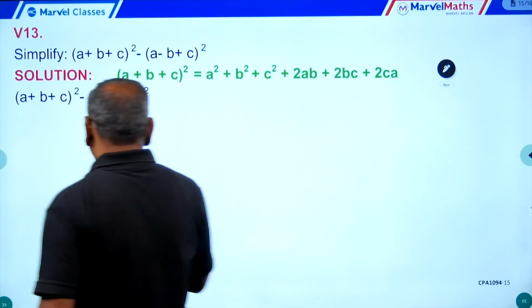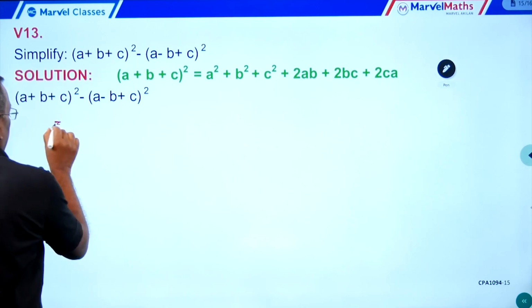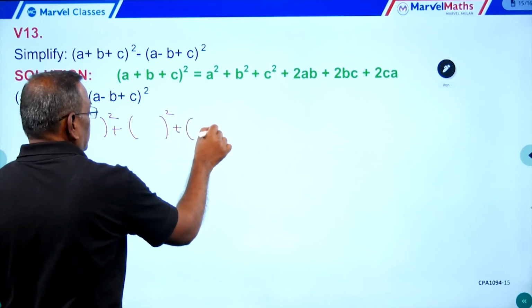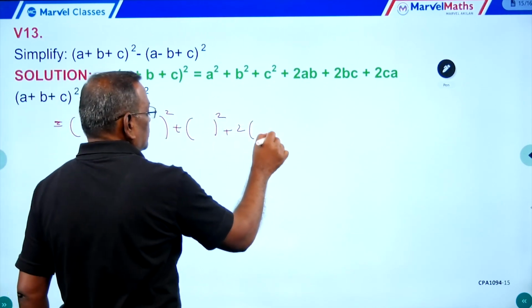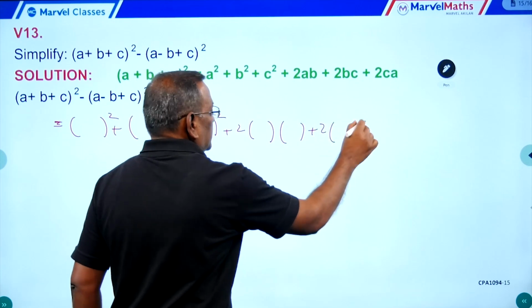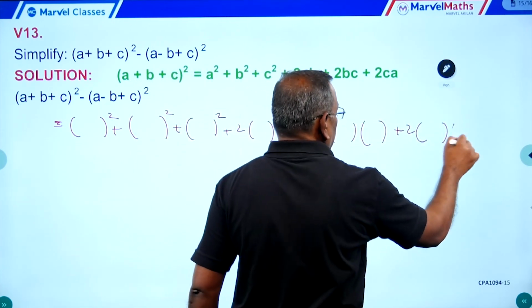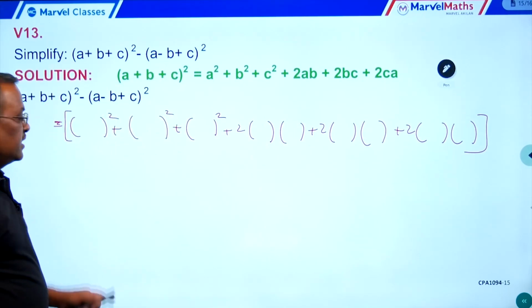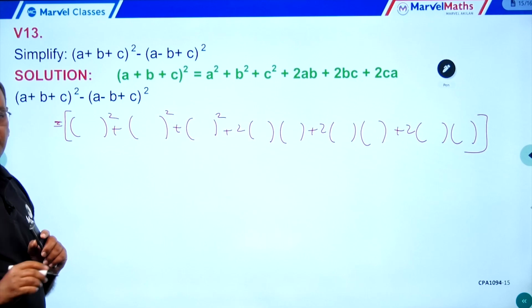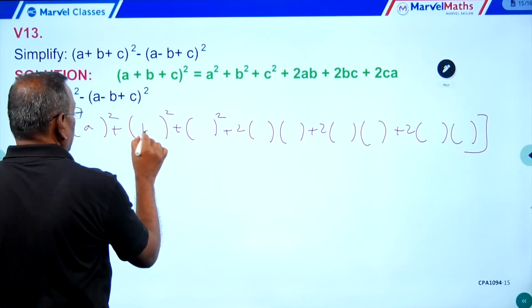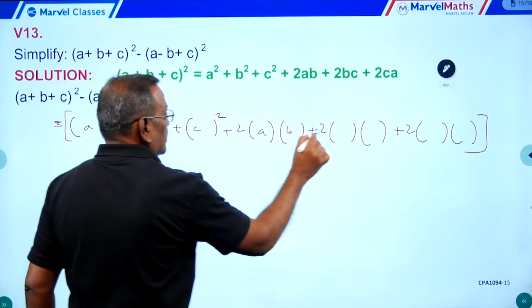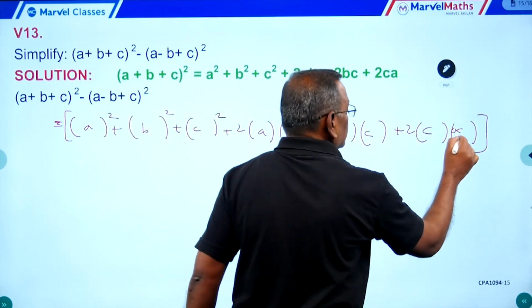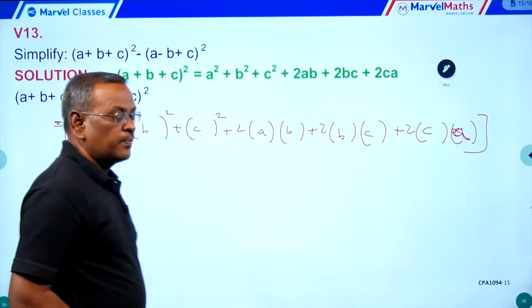I will write the same empty bracket concept. Here the question is empty bracket. What is the empty bracket? a square plus b square plus c square plus 2ab plus 2bc plus 2ca. This is one group. Okay, and substitute the bases. Bases are the regular alphabets a, b, c. a, b, b, c, c, a.